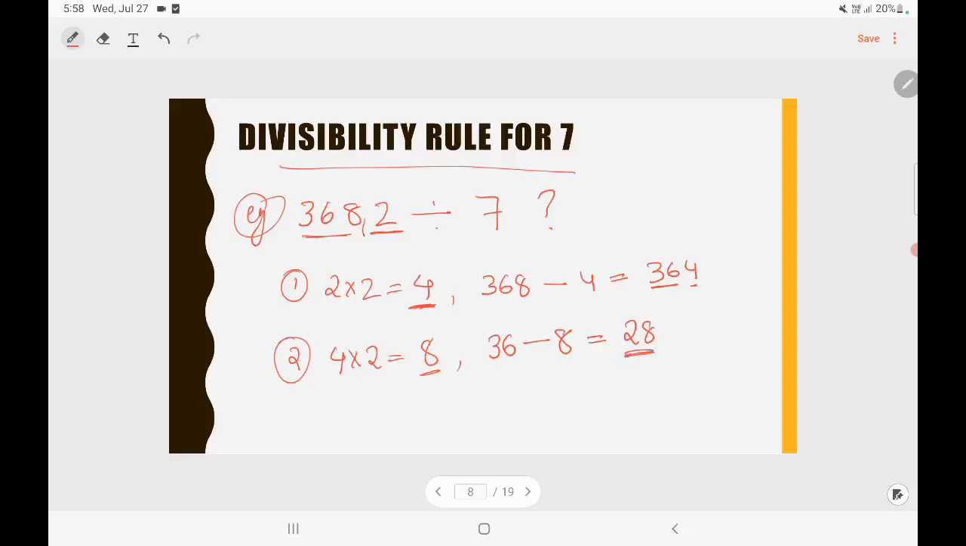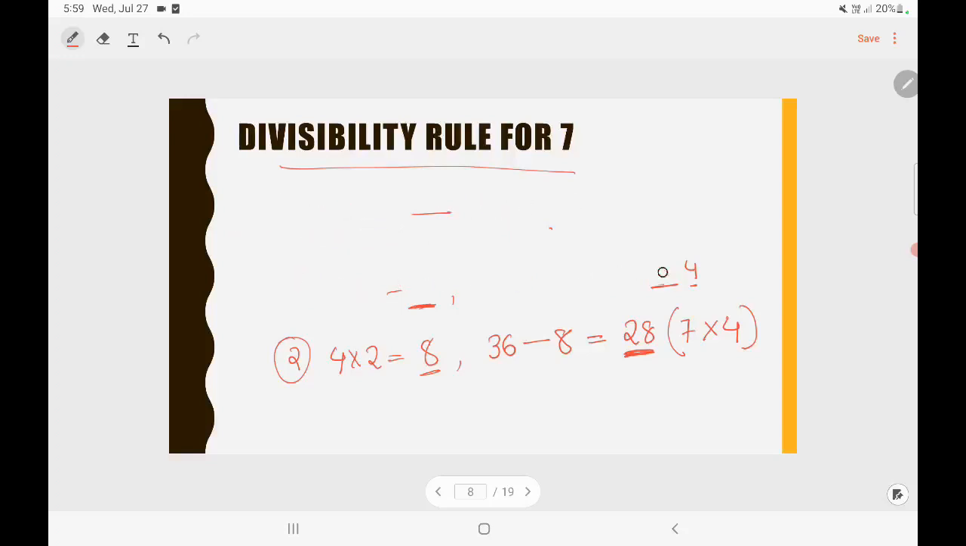Now you need to check whether 28 is divisible by 7 or not. Yes, 28 is divisible by 7, right? Because 28 is equal to 7 into 4. So since this is divisible by 7, this number 3682 is also divisible by 7. Now we'll take another example as well. I will explain again to you. Okay.